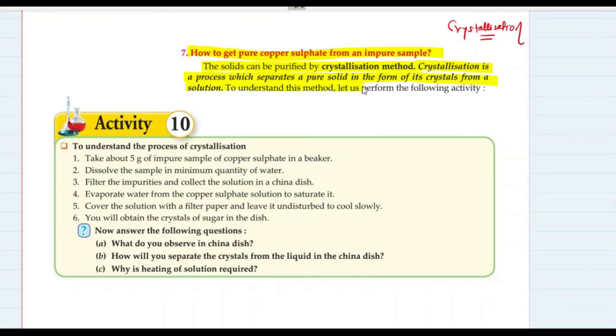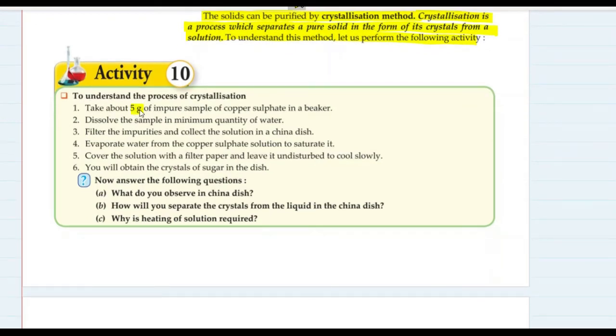To understand this method, let us perform this activity. We have to take 5 gram of impure sample of copper sulfate in a beaker. You have to dissolve this sample in a minimum quantity of water. You have to filter the impurities and collect the solution in a china dish. You have to evaporate the water from the copper sulfate solution to saturate it. You have to cover the solution with filter paper and leave it undisturbed to cool slowly. You will obtain the crystals of sugar in the dish.